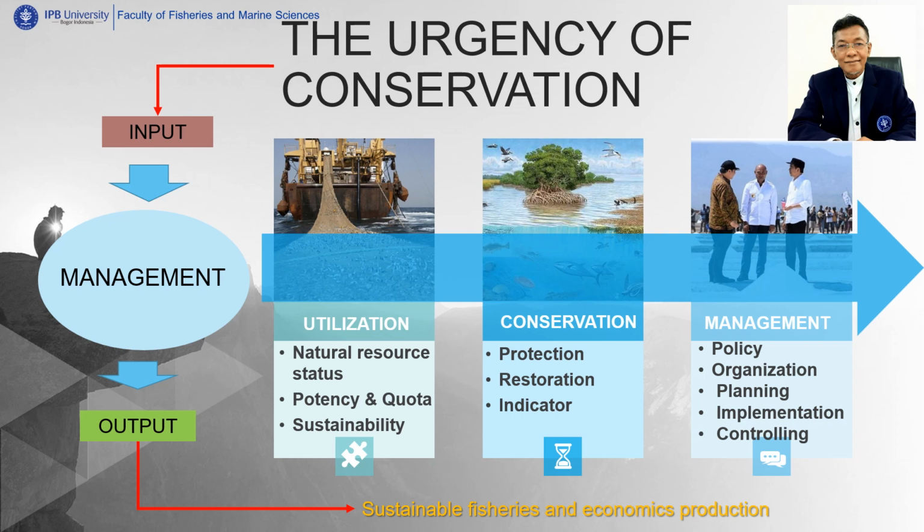There are three aspects that will affect the management of coastal and marine resources. The first aspect is utilization. Humans need natural resources, so we have to know how much resources are still available in nature. So we talk about the status, potency, and quota. And also we have to consider how long the resources can be used by humans. So we talk about sustainability.